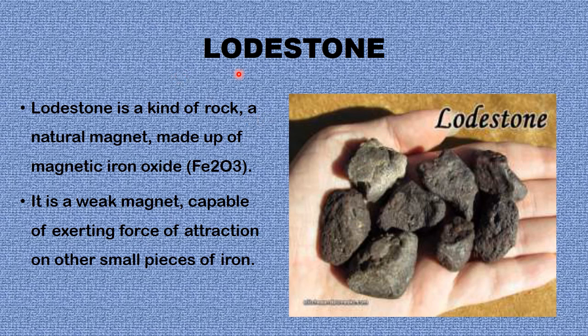Now let's look at lodestone, which is a naturally occurring magnet. A lodestone is a kind of rock, a natural magnet made up of magnetic iron III oxide. It is a weak magnet capable of exerting force of attraction on other small pieces of iron.